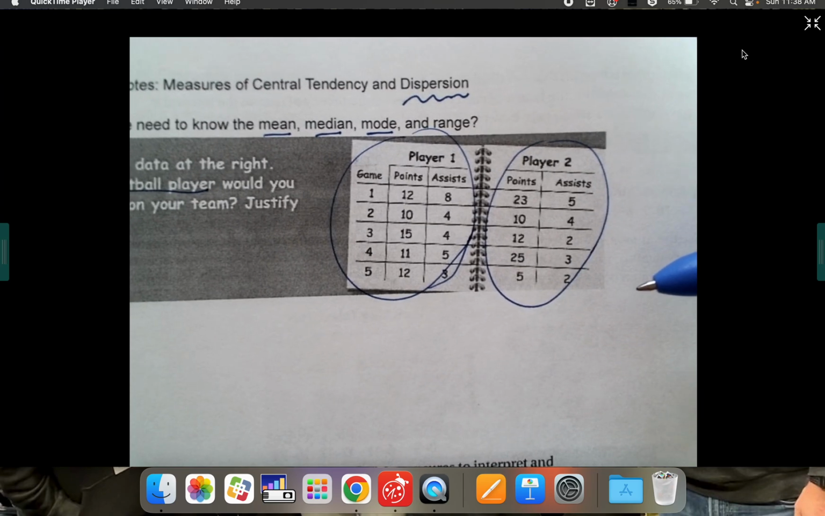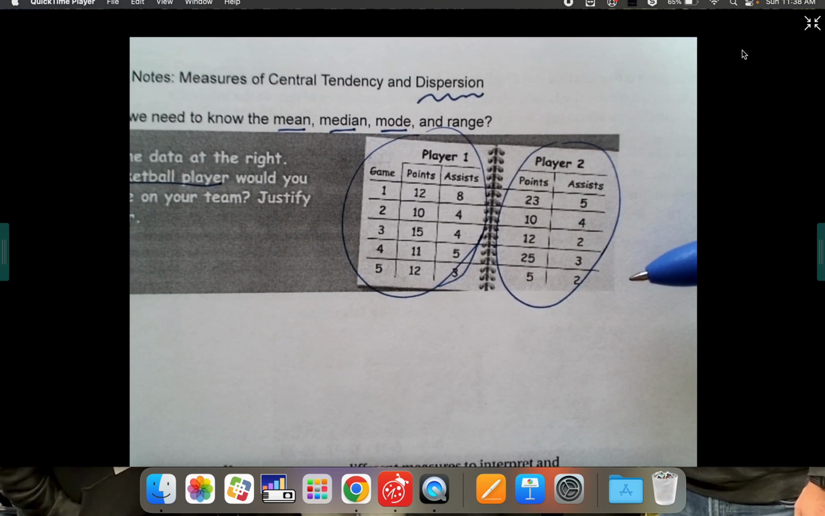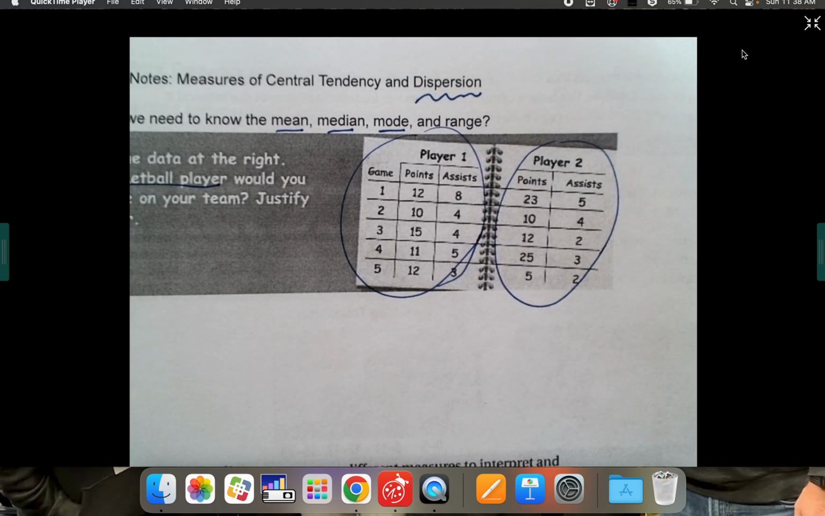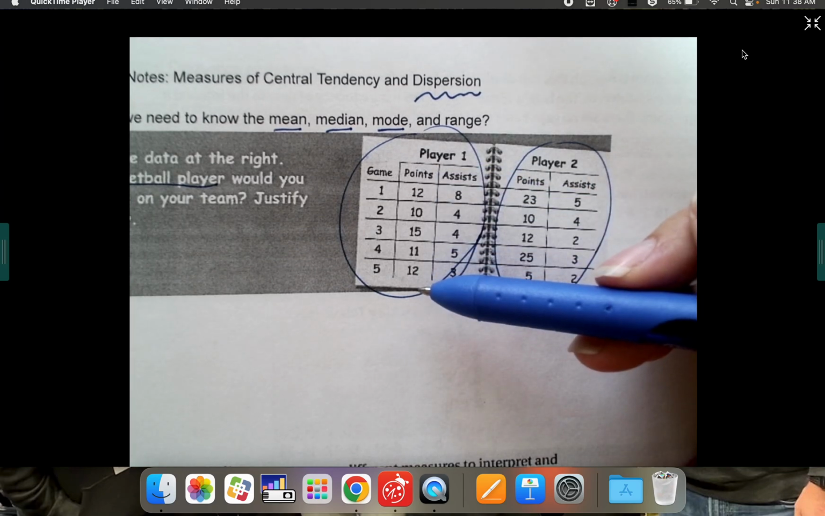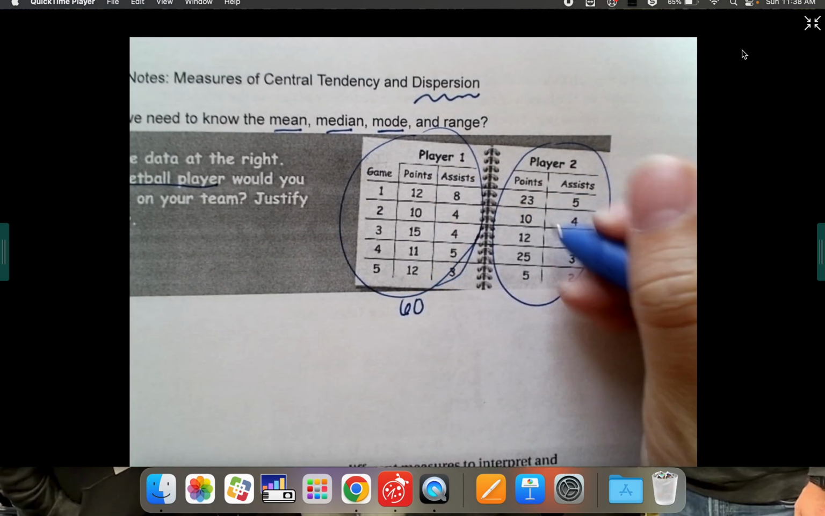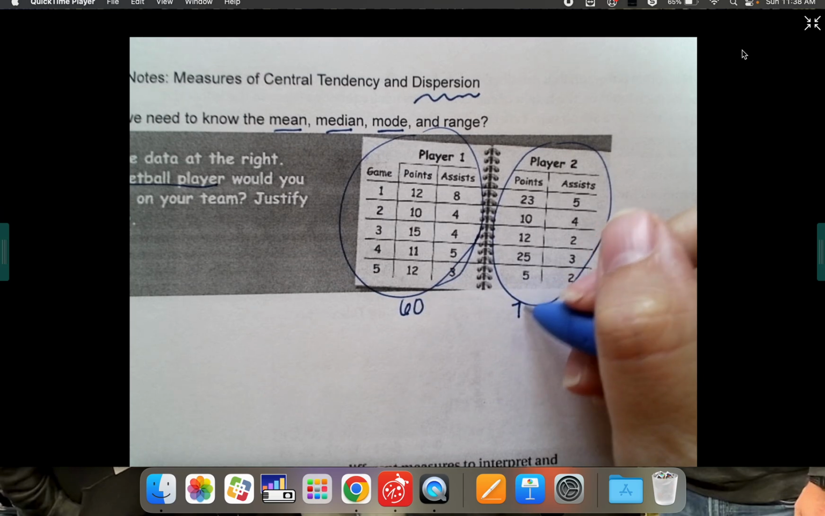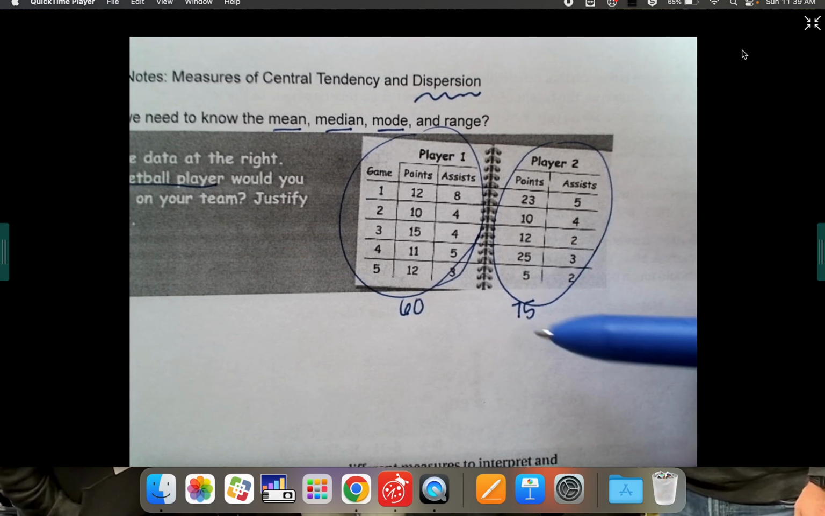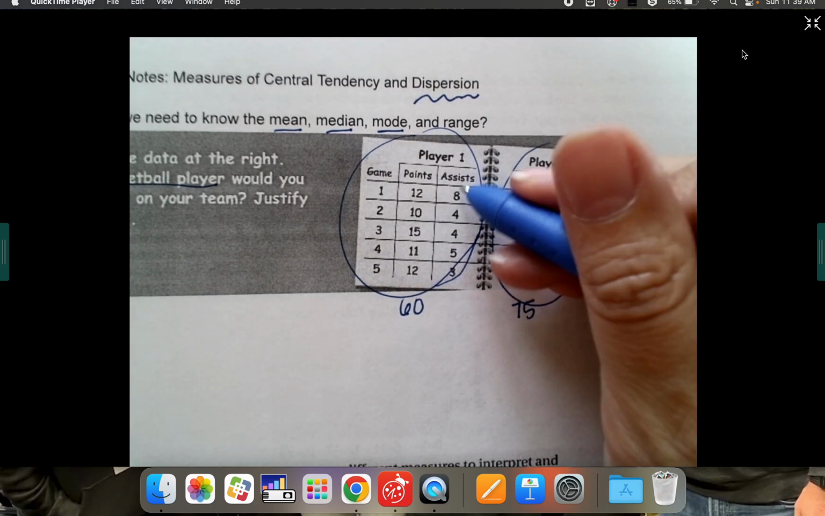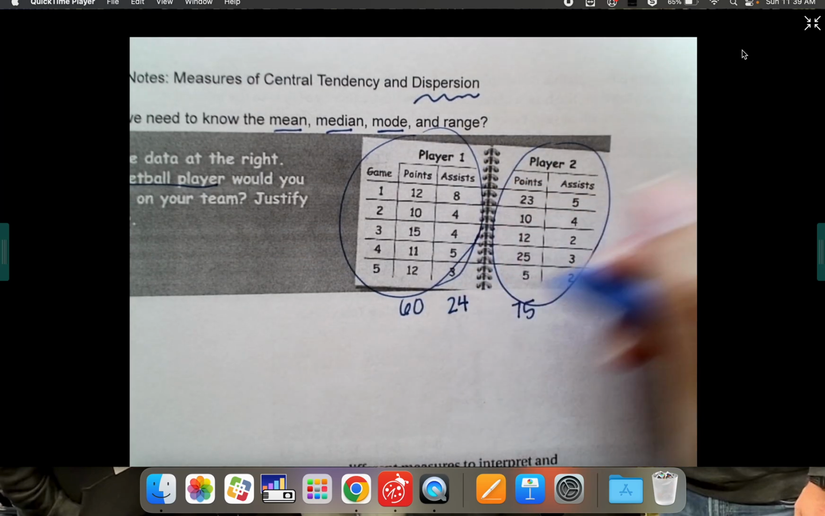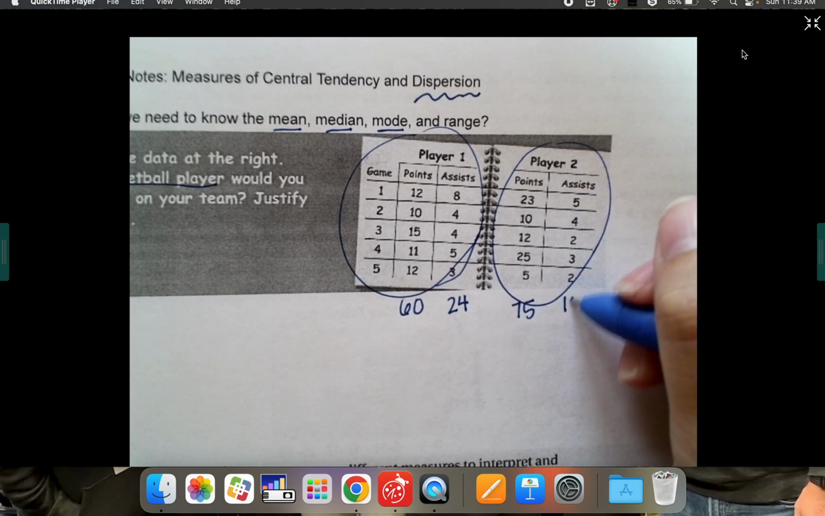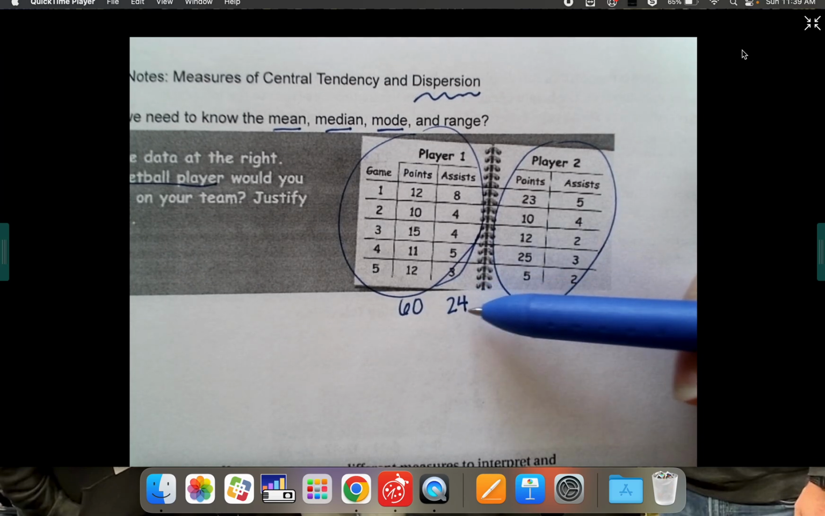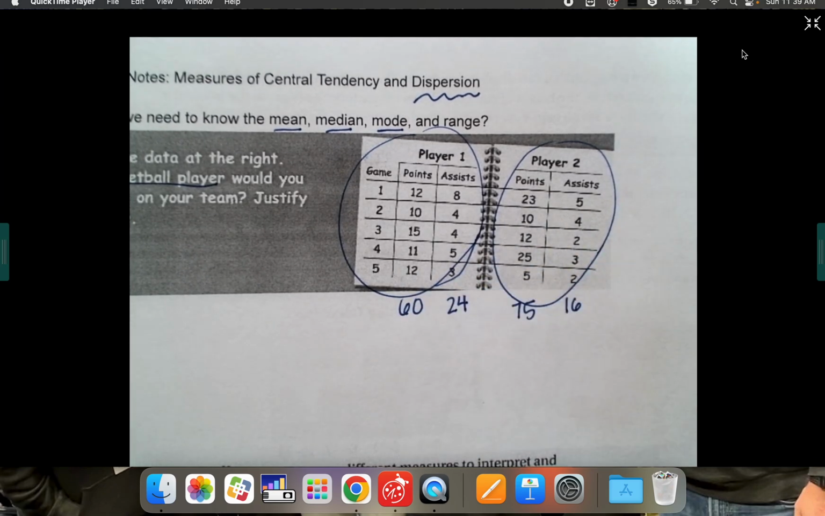This question is always highly debatable. Every year when we teach this in algebra, we have kids who can totally justify player one and can totally justify player two. If I add the total number of points, I think this player is 60 and this player has 75, which is a lot more points. So first you may be thinking, maybe player two. But if you look at assists, player one had 24, while player two only had, if I did the math right, I did this quick, 16. So the people are scoring off of this person's assists and they're making 60 points.